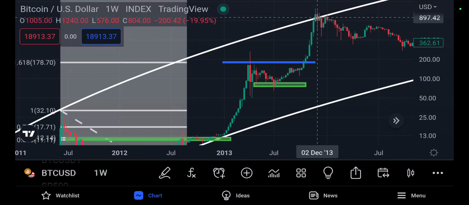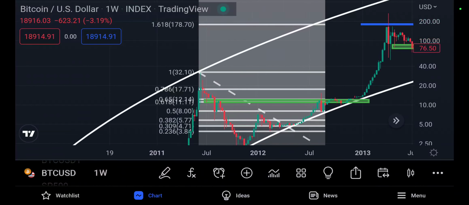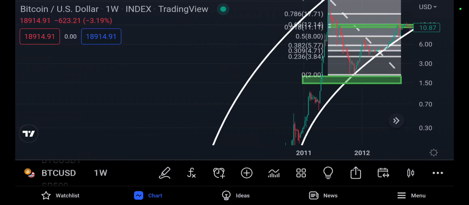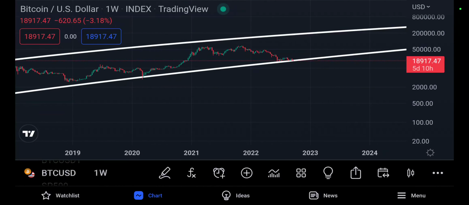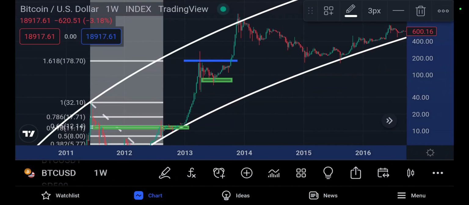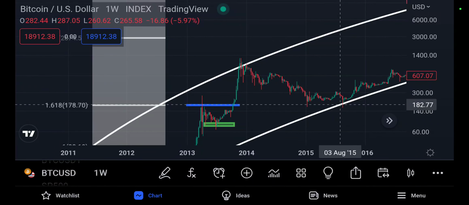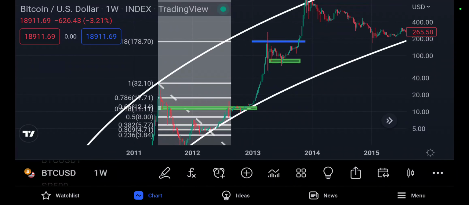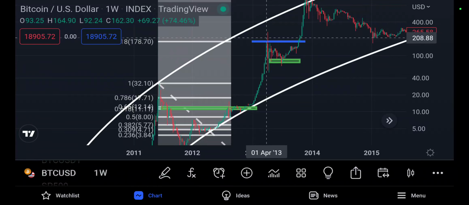Now this time we actually hit the top white channel, which is this channel that dates back from 2010 and all the way to the future. So every time we hit the top white trend line, we typically see a decline. And every time we bounce off the bottom of the white trend line, we typically see an increase.